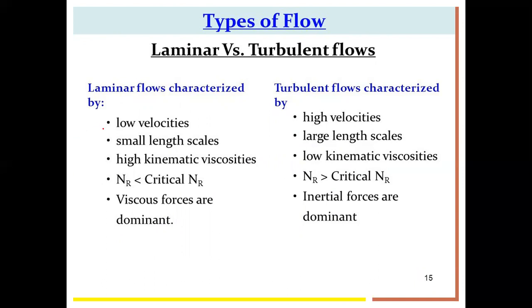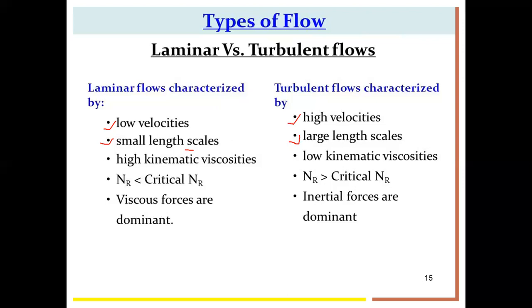The laminar flows are characterized by low velocities. So generally when the fluid is moving through the pipe at low velocities, we get laminar flows. Next, whenever the fluid velocity is high, flowing in a pipe, we get turbulent flows. Small length scales. In order to use a laminar flow type of application, we have to go with small pipe length scales. Here we are using large length scales for obtaining turbulent flows.